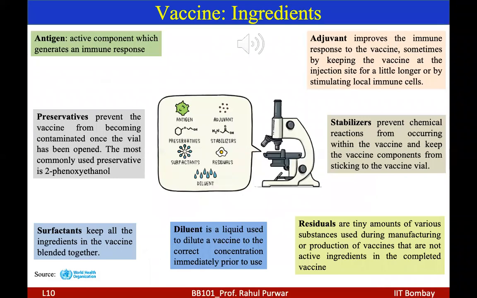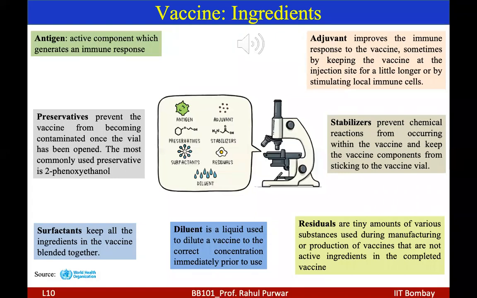And here I have summarized a little more about what the ingredients are. So antigens are the active component which generates the immune response, and that antigen could be a protein, it could be mRNA, it could be the virus. Then you have preservatives that prevent the vaccine from becoming contaminated once the vial has been opened. You have certain substances called surfactants. They keep all the ingredients in the vaccine blended together. You have the diluent, which is a liquid used to dilute a vaccine to the correct concentration.